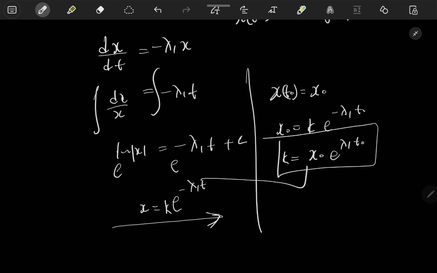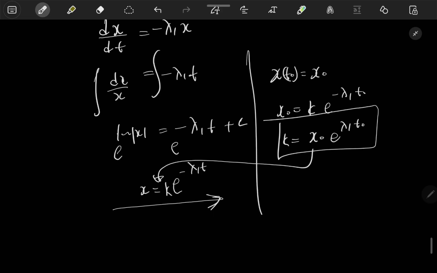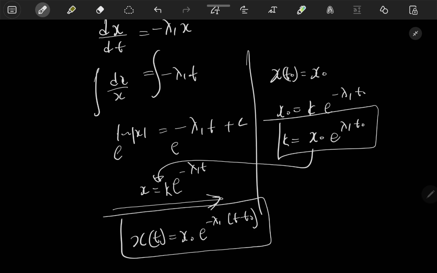So I can plug my k back to here. You can guess what will happen. I'll have these things multiplying each other, and then the new x is going to be x of t, because the function will be x naught e negative lambda 1 t minus t naught. This is what I get if I add k here. I yield this result.